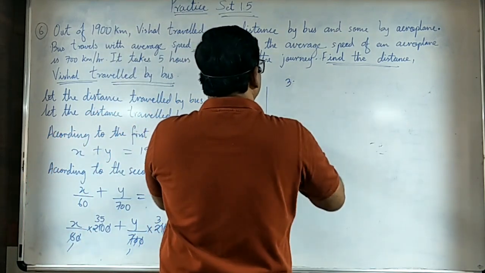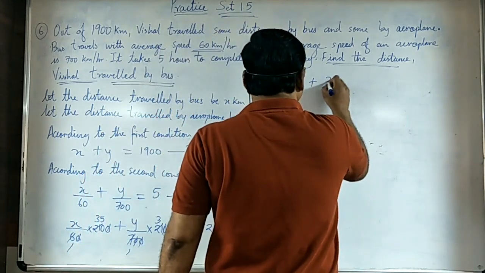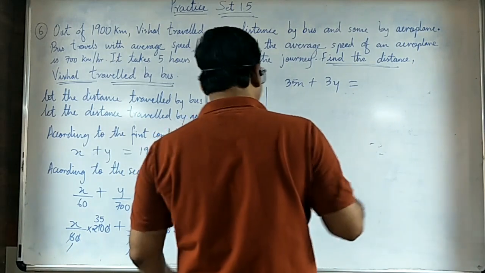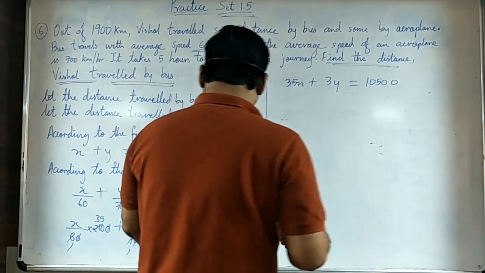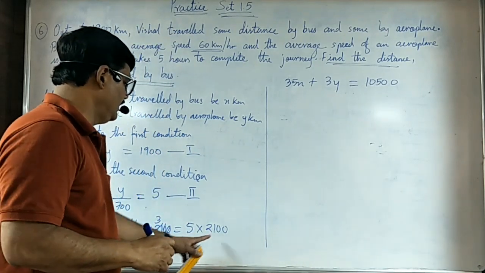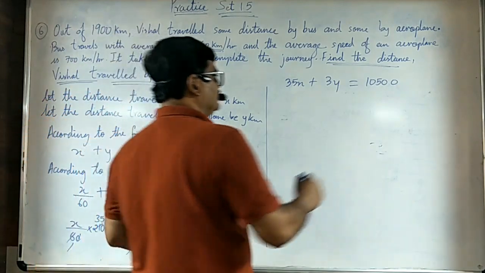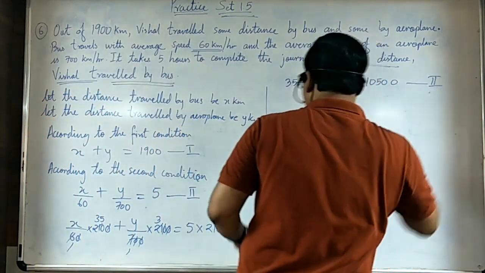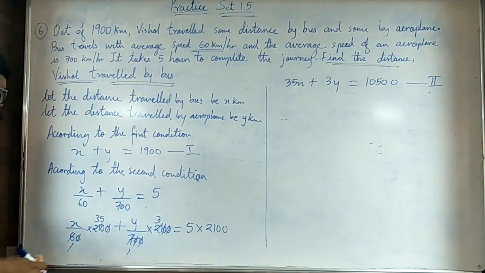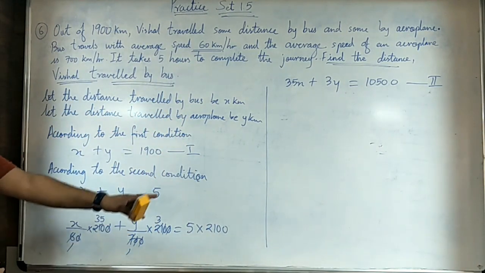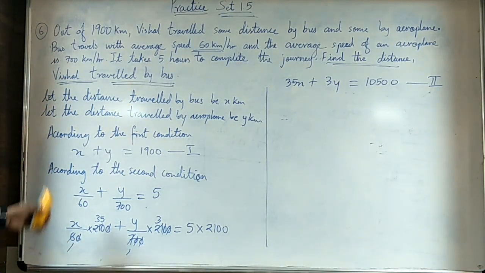I'll be having 35x plus 3y is equal to, if I multiply 500 and 10, that means 5 0s are 0, 5 1s are 5, 5 2s are 10, 10,500. So this is how I got my second equation. After doing the standard form, I got my second equation: 35x plus 3y is equal to 10500. Got it over there?